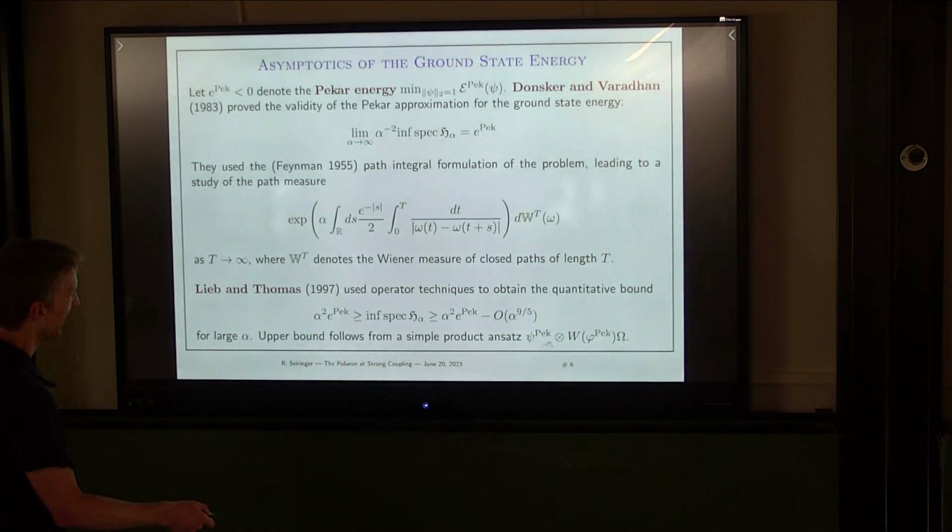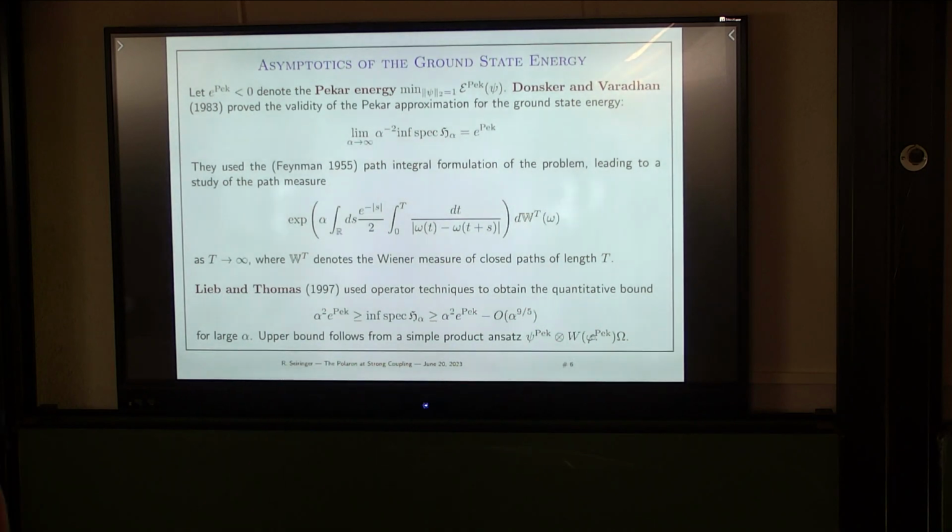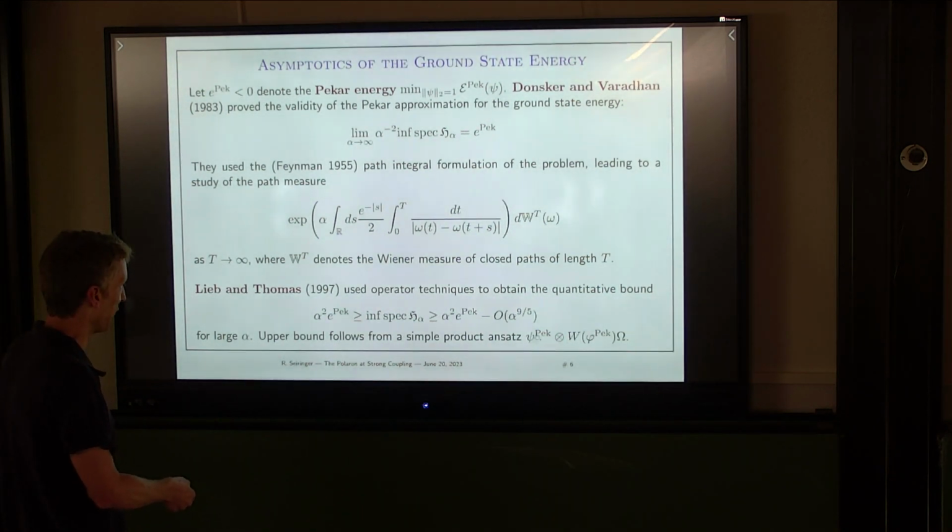So if you take a completely uncorrelated ansatz, electron times a field, then you see that the field wants to be a coherent state, which is exactly the most classical behavior, the minimal uncertainty states. They give you exactly the classical model. So the classical model is always an exact upper bound. And the challenge is to derive a lower bound, and you see they could do it up to an alpha to the 9/5.